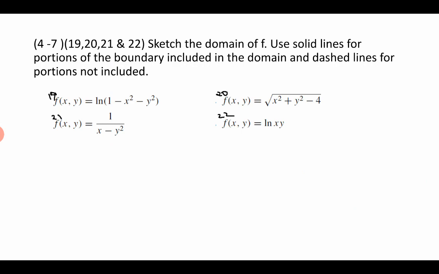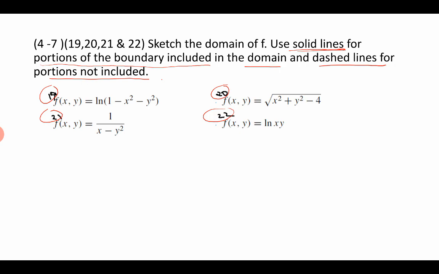In this problem, sketch the domain of the function f. Use solid lines, that is to be underlined, for the portions of the boundary included in the domain, and dashed lines for the portion not included, that is to be underlined. Okay, now let us see problems number 19, 20, 21, 22. There are 4 problems. You can solve it very easily.